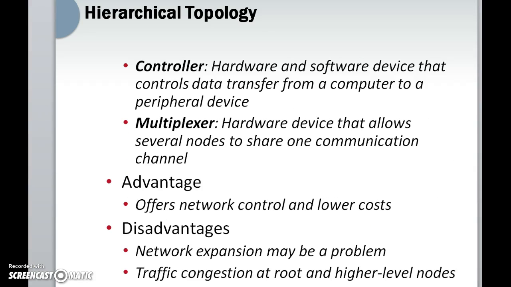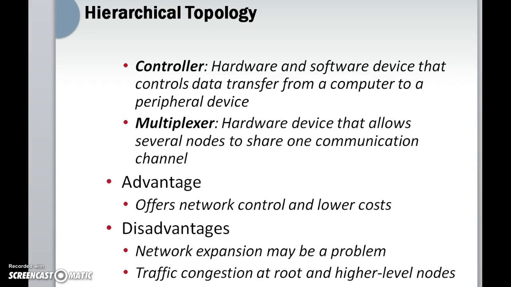What is a controller? A controller is a hardware and software device that controls the data transfer from a computer to a peripheral device, such as a monitor, printer, or keyboard, and vice versa. What is a multiplexer? A multiplexer is a hardware device that allows several nodes to share one common communication channel. These intermediate level devices reduce the host processing load by collecting data from terminals and workstations.